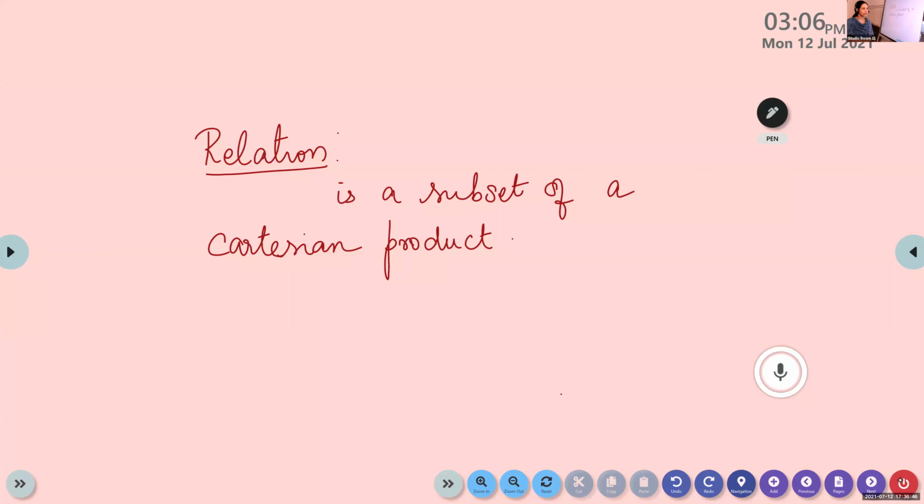Cartesian product will have so many elements. From there, we select only those elements which satisfy some condition. We will not be taking all the elements. We select only those elements under some relation. That condition is what we call a relation. For example, suppose you are given a set A equal to 2, 3, 4.